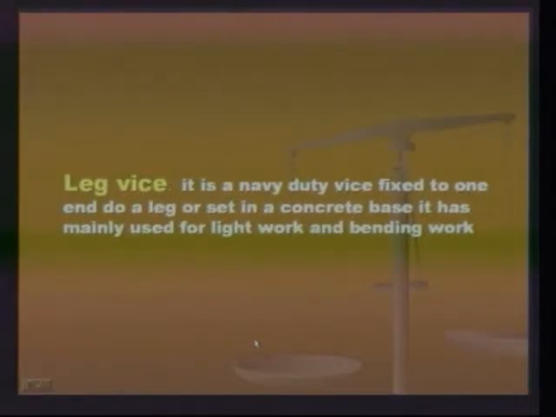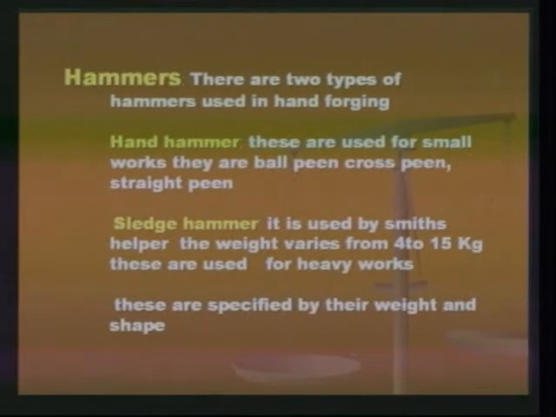The next one is supporting, and after supporting, the holding tools. Among the holding tools we are all aware of the vise. In the case of the vise, it is a heavy duty vise fixed at one end to a leg, or set to a concrete base. It is mainly used for light work and bending work. In the leg vise, one end is fixed and it is operated purely on leg pressure, and the amount of pressure applied is up to 30 to 35 kgf. So we are applying it with the help of legs.